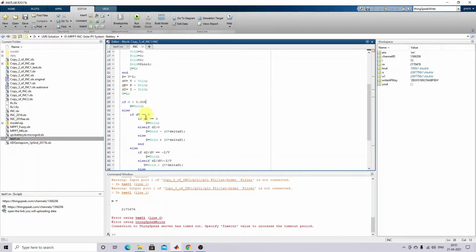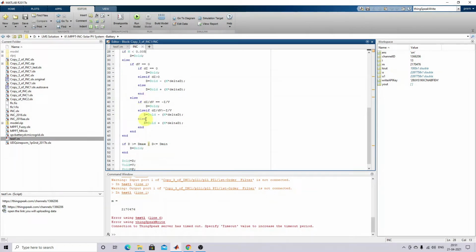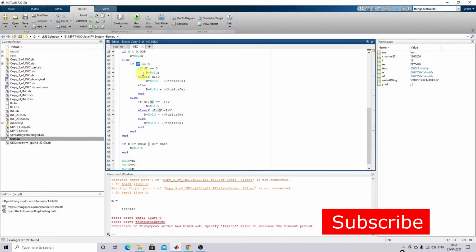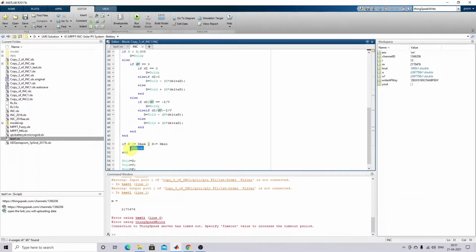Okay. Next condition in the incremental conductance method: we have to check whether the change in voltage is equal to 0. If it is equal to 0, no problem, you have to maintain D equal to D volt. That means the current duty cycle is maintained as the previous instant duty cycle, so no need to do anything.